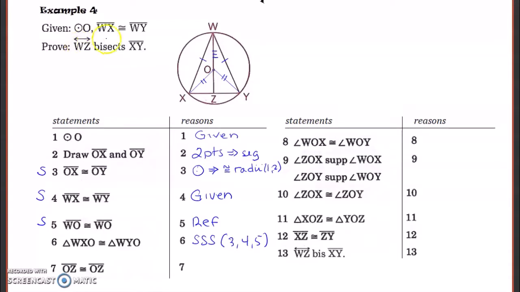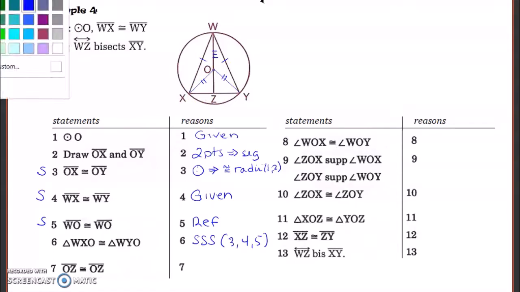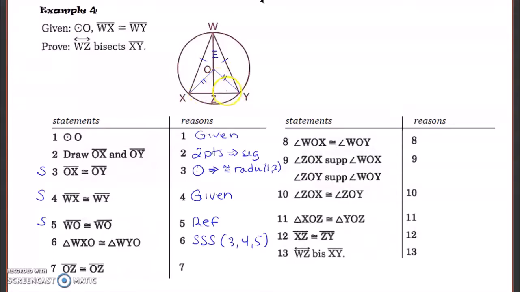So we need to say that WZ bisects segment XY, which means we will need XZ congruent to ZY. And that suggests we're going to need triangle OXZ congruent to OYZ. So I'm going to say that OZ is congruent to itself by the reflexive property. And then WOX is congruent to WOY by corresponding parts.